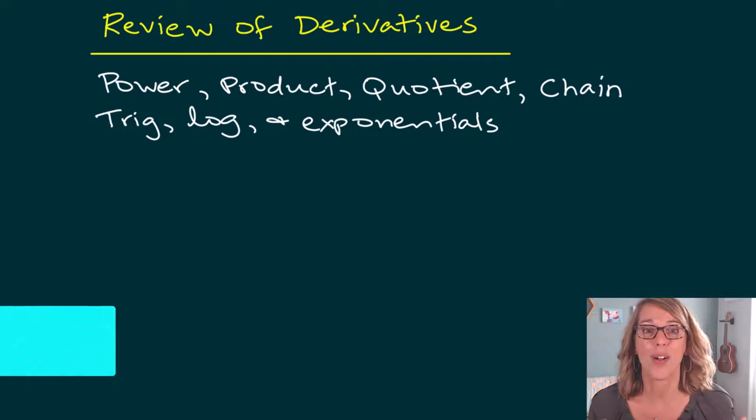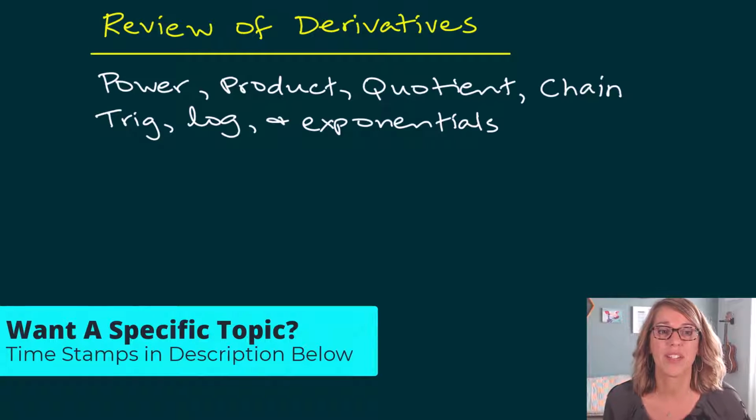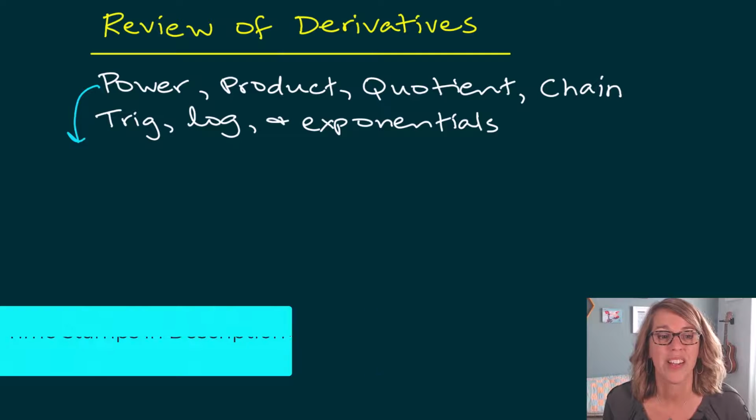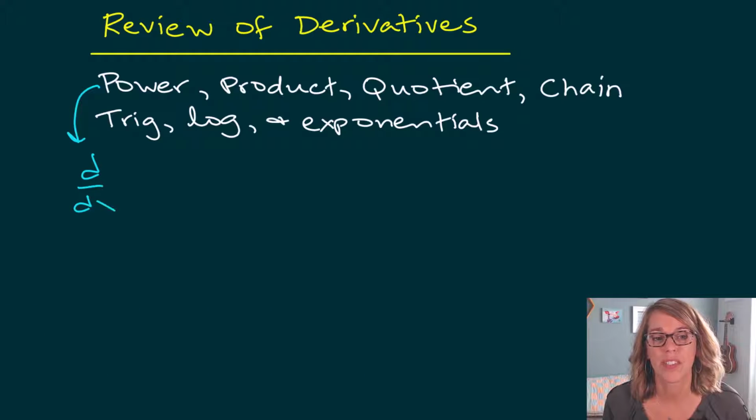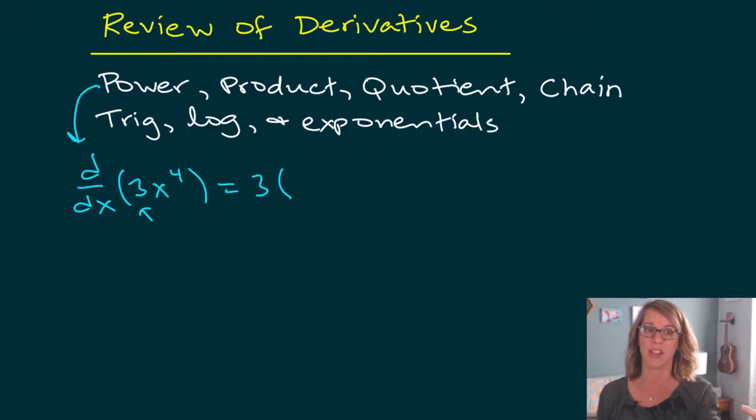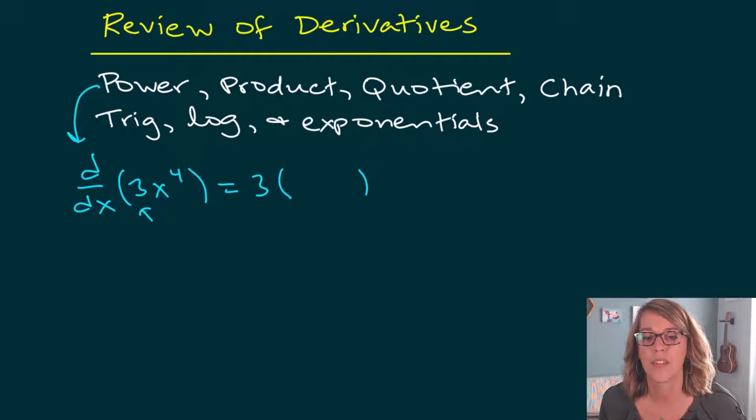I'm going to take you through all of the different types of derivatives, starting with the power rule. Let's say that we're taking the derivatives. Let's do d/dx of 3x to the fourth. Now, when I take the derivative with a constant multiplier out in front, I can just pull that multiplier out in front, and let's go ahead and take the derivative of x to the fourth.